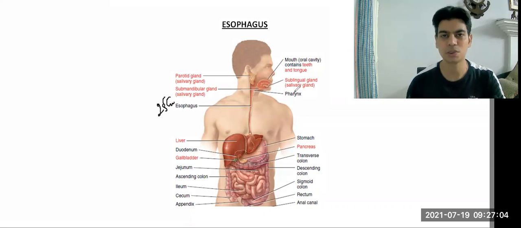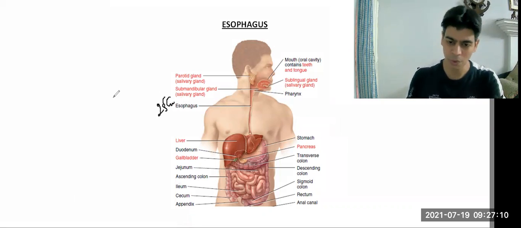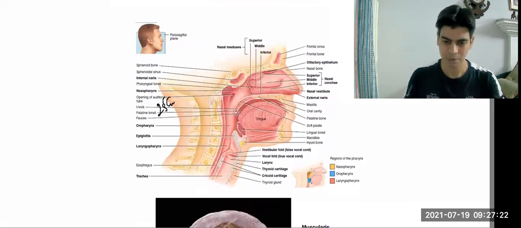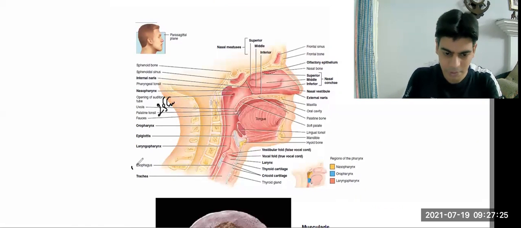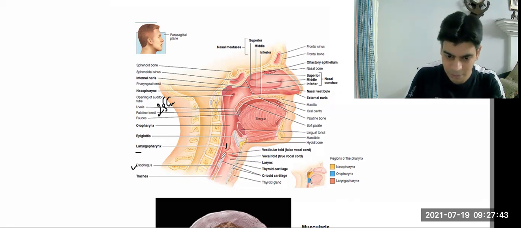Now let's look at its position with respect to the surrounding organs. Let's look at the other diagram that will help you understand its position. Here you have the esophagus, and above the esophagus you can see the laryngopharynx. The esophagus is a muscular tube. It consists of only muscles. It starts at the inferior end of the laryngopharynx.